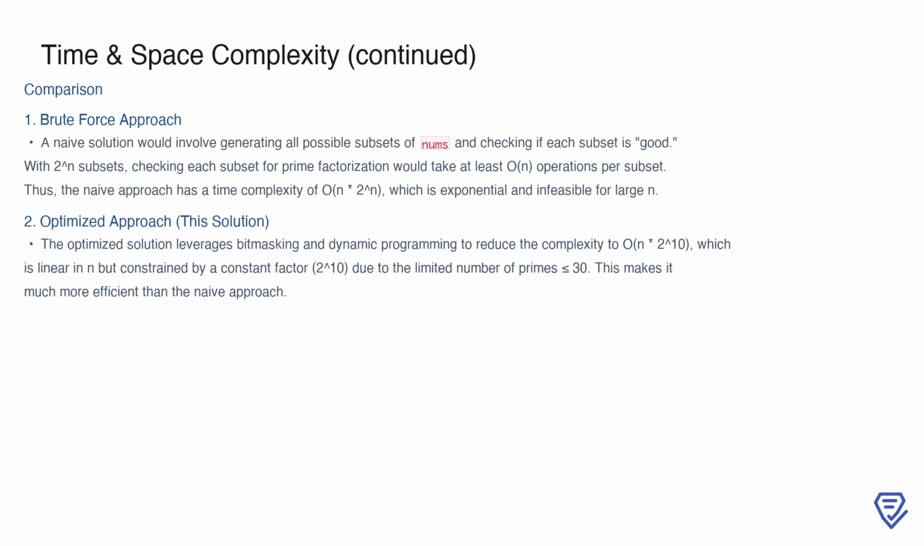In contrast, the optimized solution uses bit masking and dynamic programming to significantly reduce the complexity to n * 2^10. Here, the factor of 2^10 arises because we are limited to 10 primes, making the solution linear in n but bounded by a constant factor. This optimization makes the approach feasible even for larger input sizes, highlighting its efficiency over the brute force method.